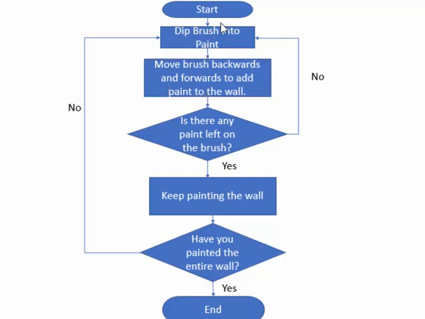Now these are all joined with arrows which are called connectors, and then here we have what's called the decision. So we have a question to answer. Is there any paint left on the brush? And you'll see we've got a connector that says yes, and then it says keep painting the wall. Have you painted the entire wall? Another decision, and then yes, and then end.